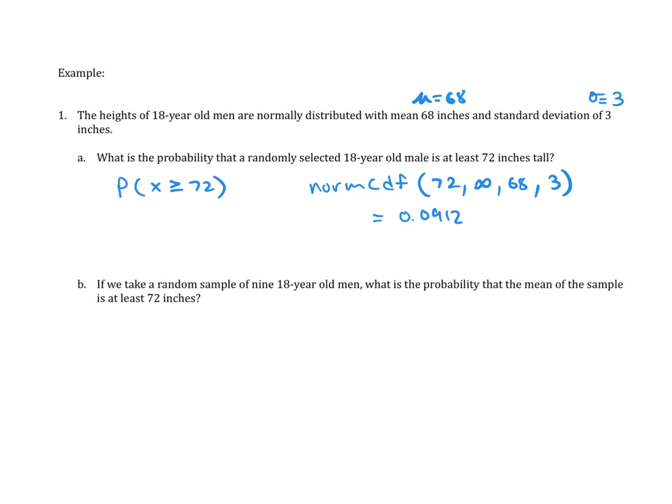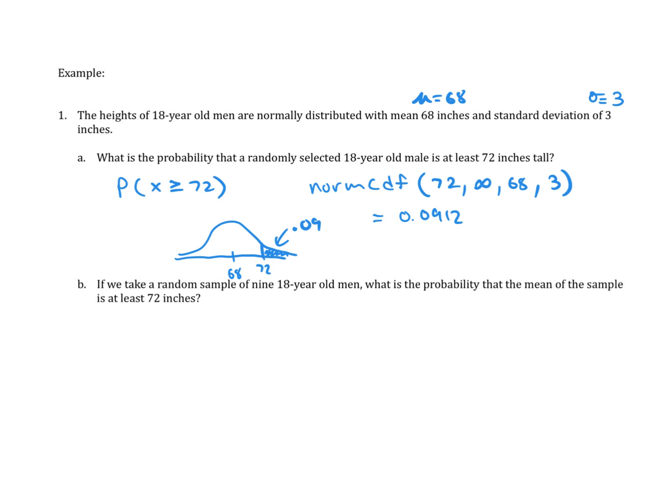tall. If we think about what that looks like with a normal curve, the mean was 68, 72 is up high, and the area to the right of that would be 0.09 approximately.